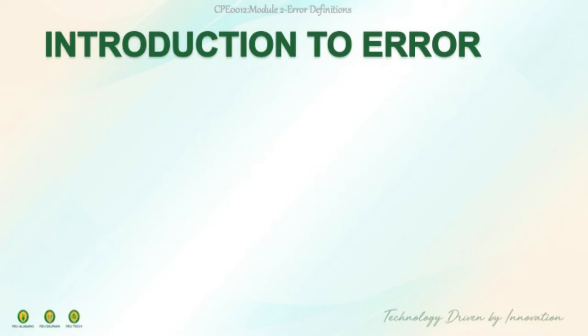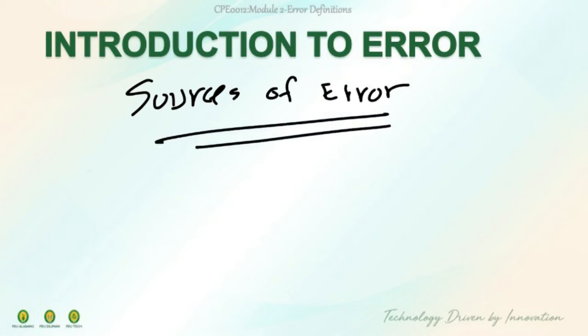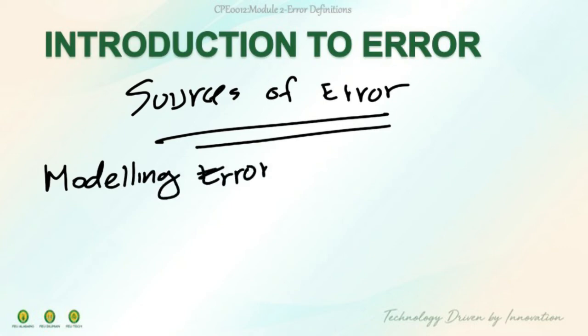So I just want to outline a little bit the different sources of error that we have here and where they come from. So here we go, sources of error. Okay, so we have what I'm going to call modeling error. Modeling error comes in different types.